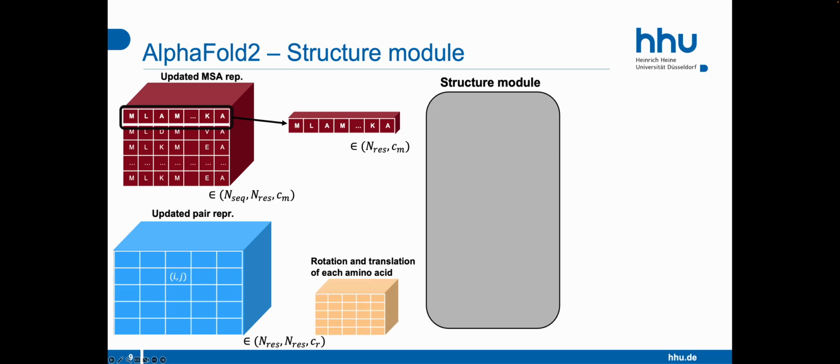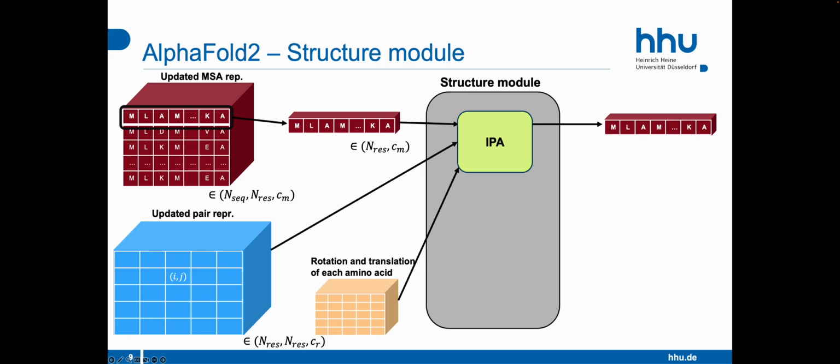To do this, we initialize coordinates and rotations of all amino acids. Initially, the positions of all amino acids are placed at the same initial point, and they are assigned the same rotation. The aim of the structure module is now to update these representations in a meaningful way. In the structure module, we first update the amino acid representations displayed in red by using the so-called invariant point attention, or short IPA block. This block receives the amino acid representations, the pair representations, and the rotations and translations of the amino acids as its input. As the output, we receive updated amino acid representations.